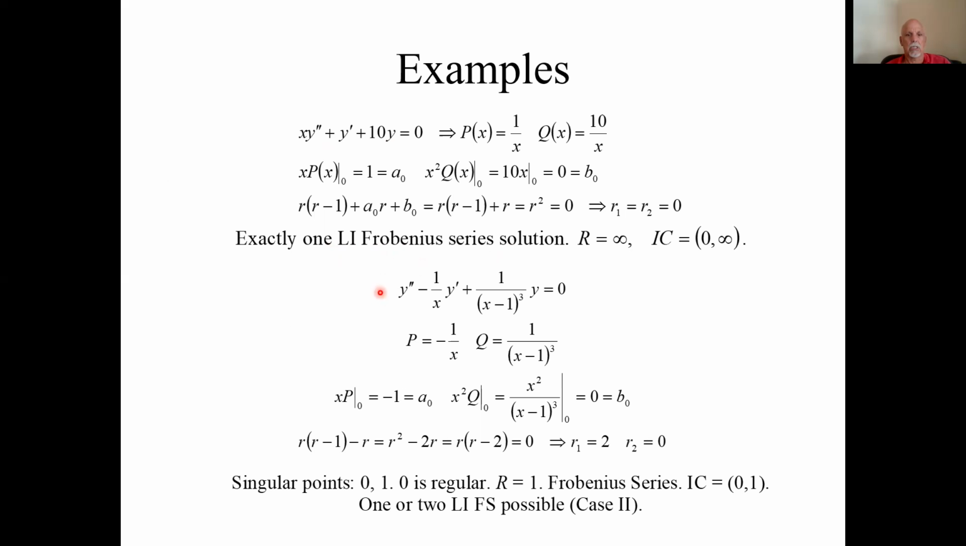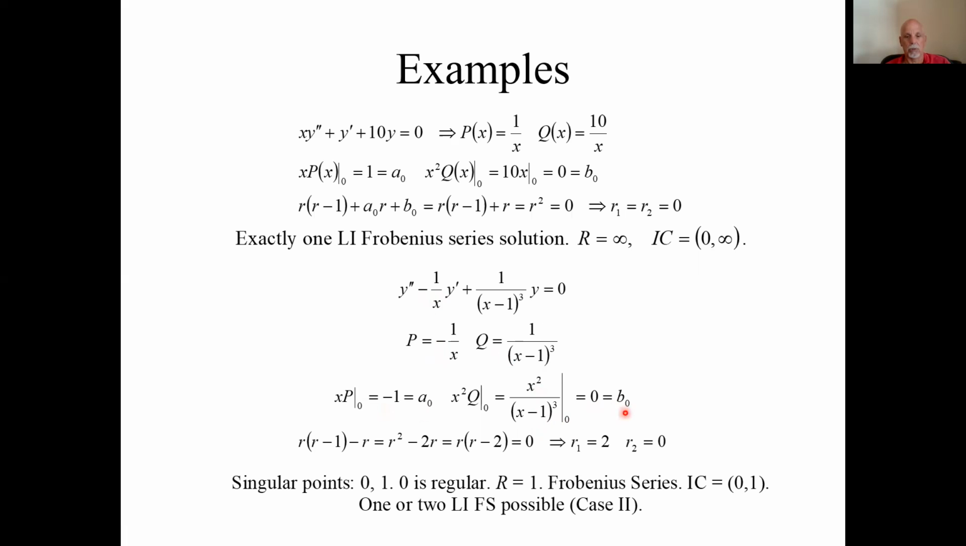So let's look at this second example. Here it's already in standard form for us. Singular points are 0 and 1. 1 is irregular, but it doesn't matter. 0 is a regular singular point. P is this, minus 1 over x. If I multiply by x, I get minus 1. Q is this thing. If I multiply by x squared, I get x squared over x minus 1 cubed. Evaluate that at x equals 0, I get 0.